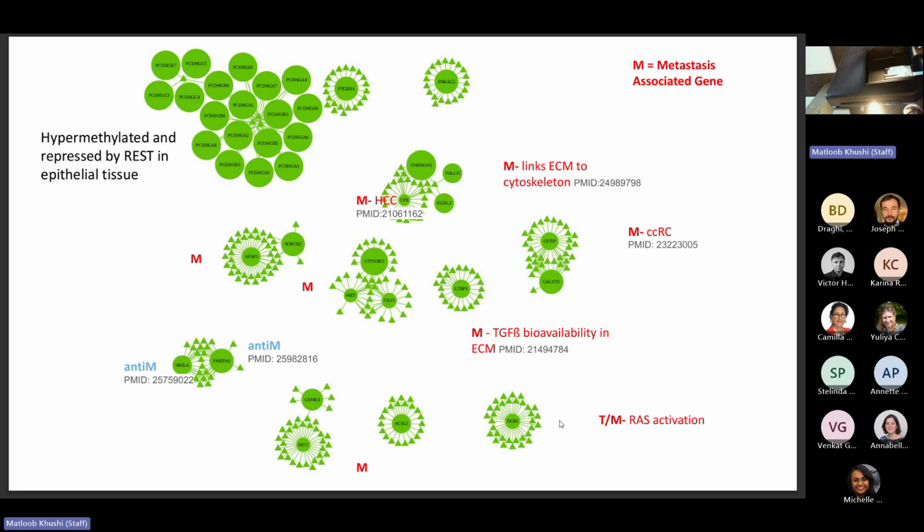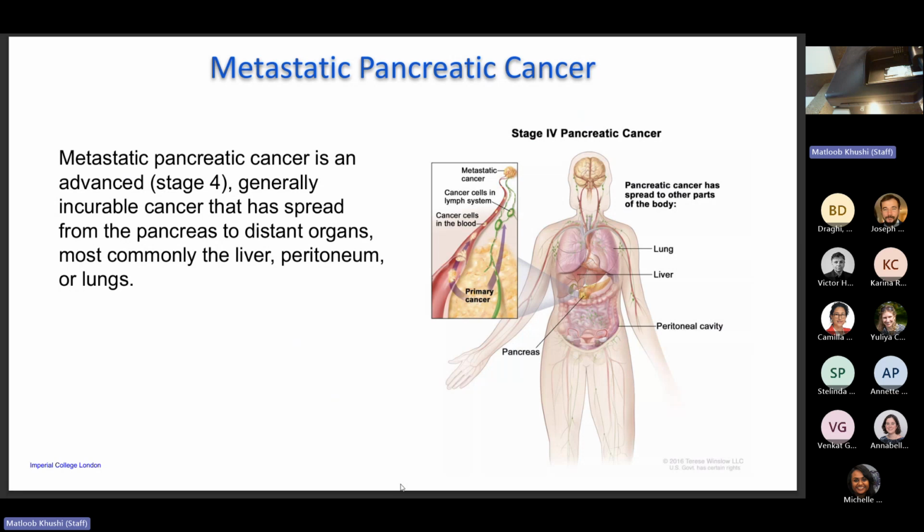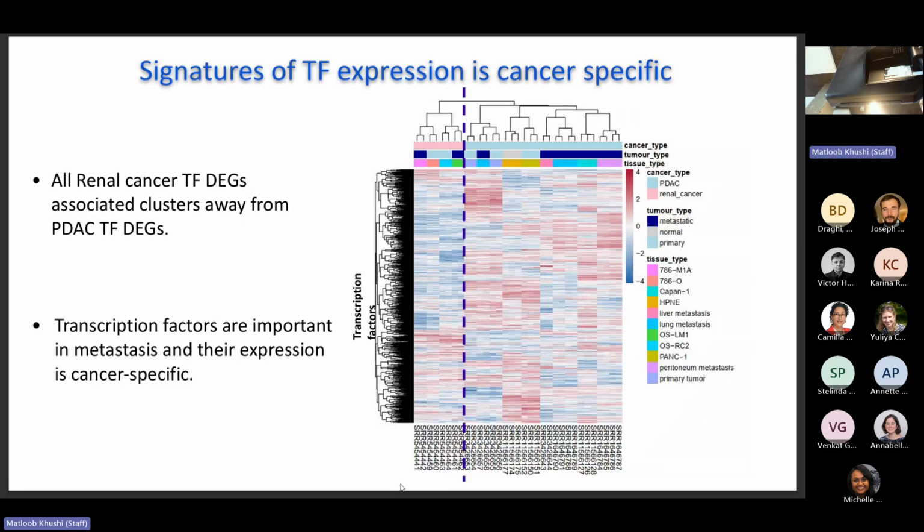And the majority of the genes we identified were metastatic genes, known in different contexts. Some of them hadn't been previously reported. And so we have a collection of metastatic genes in renal and pancreatic cancer. And we have similarities and differences of the control elements that regulate them. I'm going to skip the pancreatic bit.